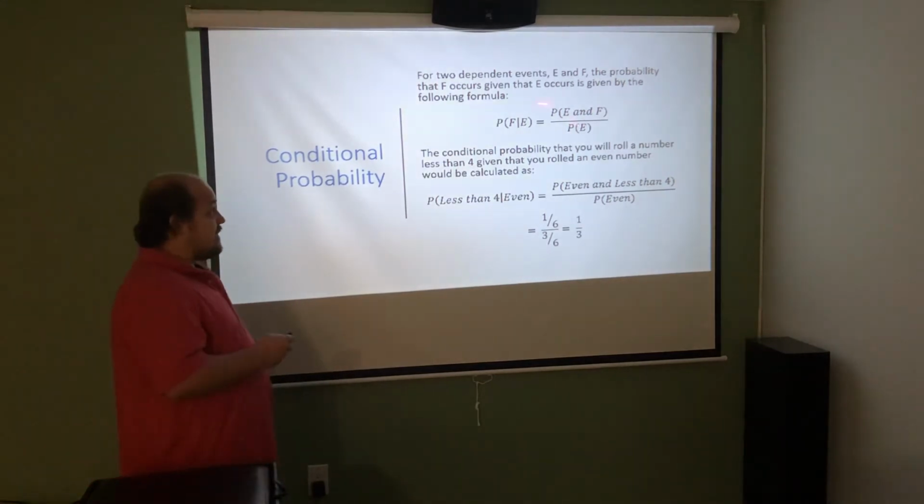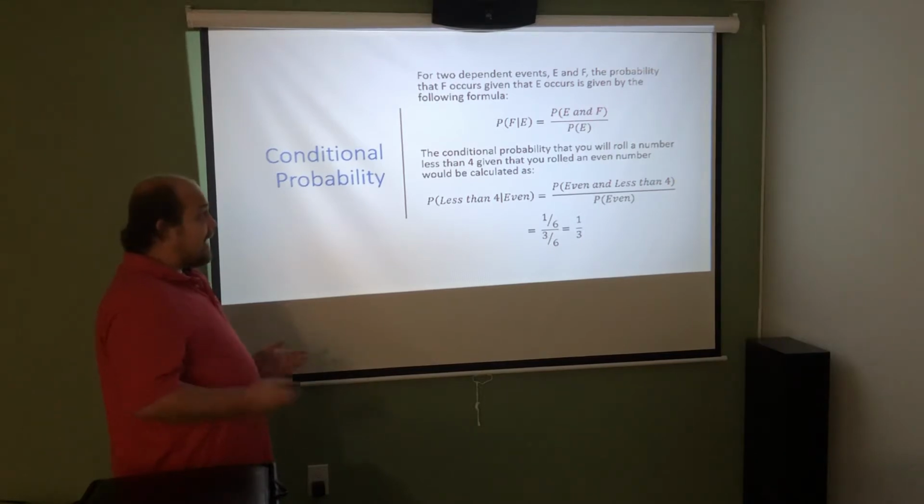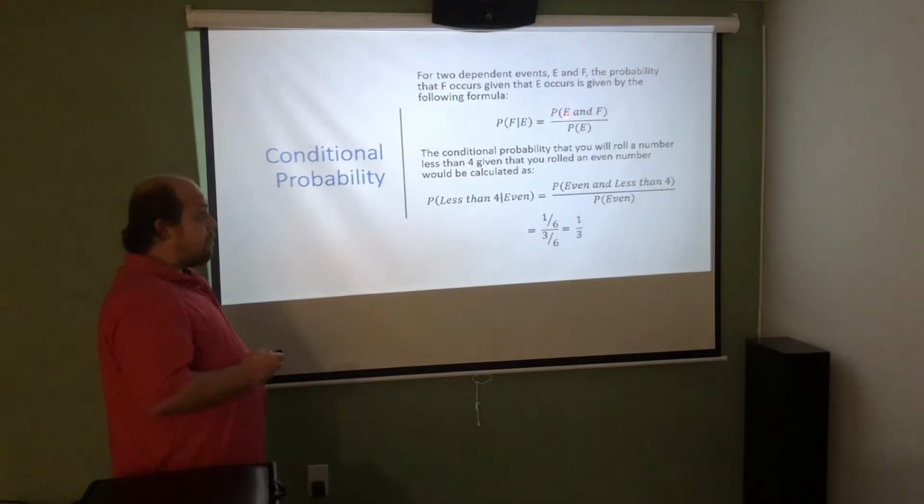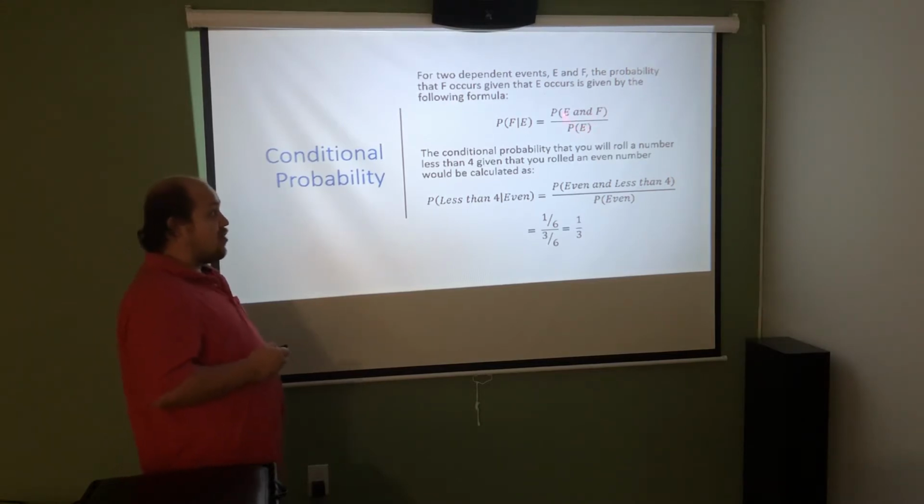That said, the top does contain things less than just what's in E. It only contains things that are in both E and F. So if we take the things that are in both E and F divided by only the things that are in E, that's going to give us the probability that F occurs if we know E already occurred. If we know E already occurred, then for F to occur, both E and F have to occur.